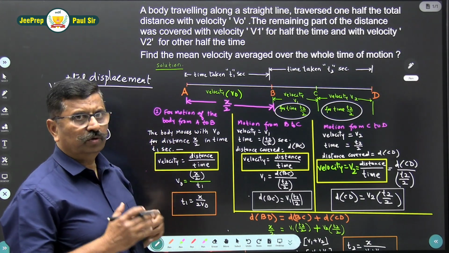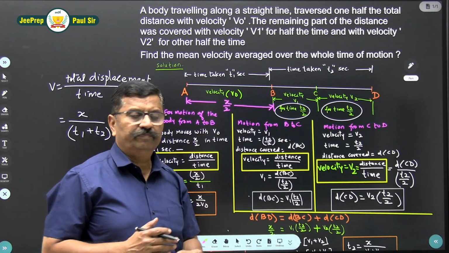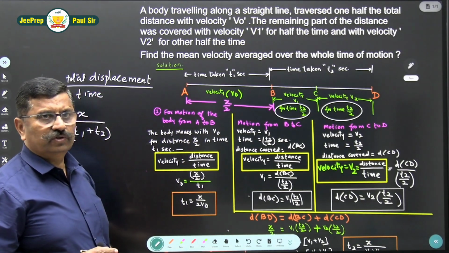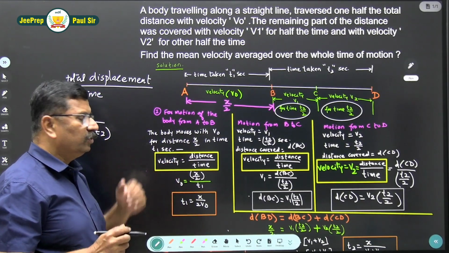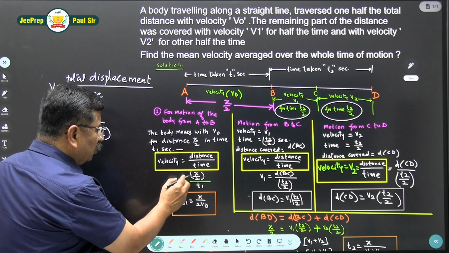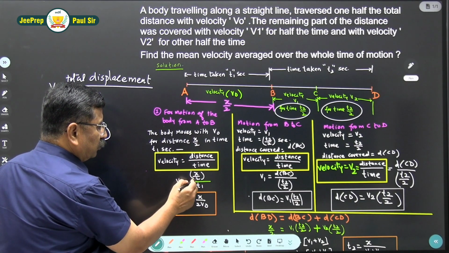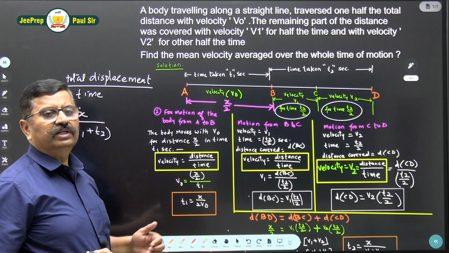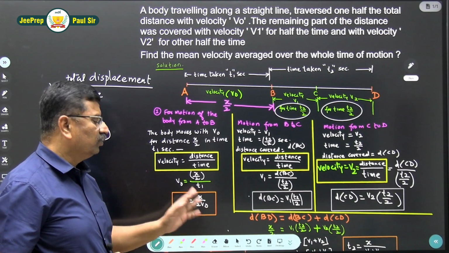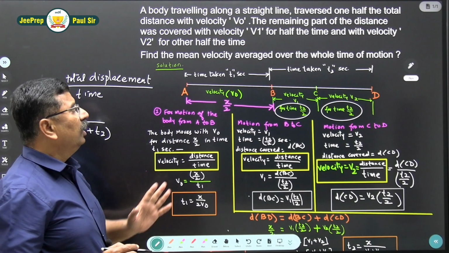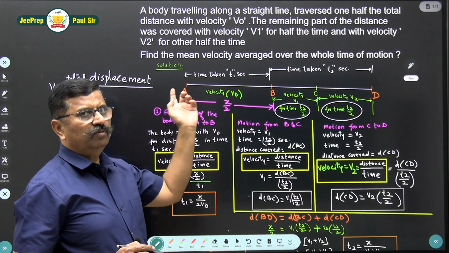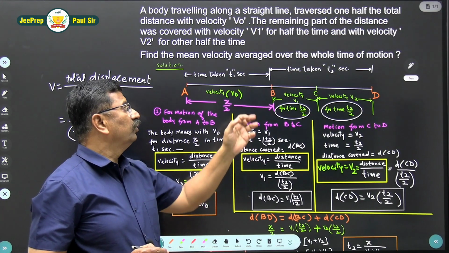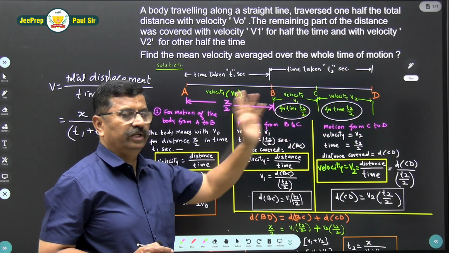Now consider the motion of the body from point A to B. From A to B the body is moving with velocity v0. So velocity is equal to distance upon time. v0 is equal to distance travelled, x by 2, divided by time t1, and therefore time t1 is equal to x upon 2 v0. Now we have got the time taken by the body to move from A to B. Now we have to find time t2, which is required to move from B to D.